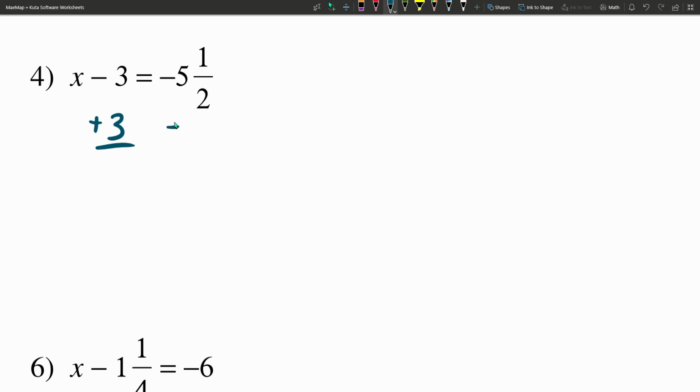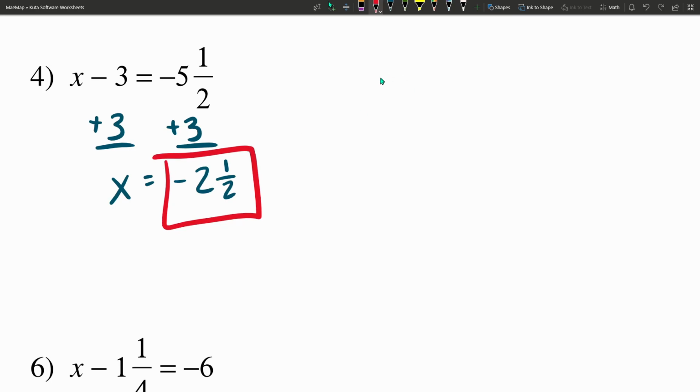So adding 3 to both sides will leave us with x on our left-hand side, and on our right-hand side, a negative 5.5 plus 3 is going to leave us with a negative 2.5. And that's going to be our solution for number 4.